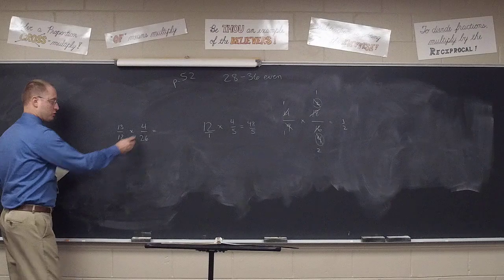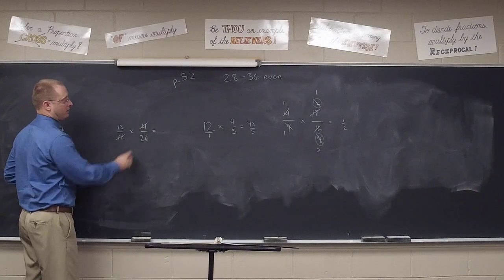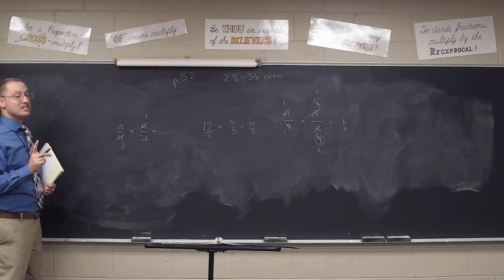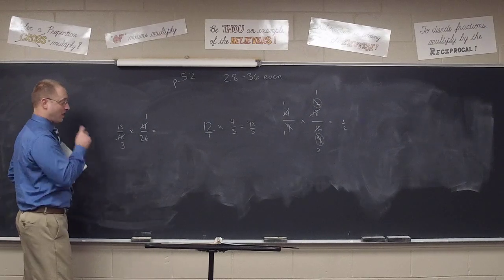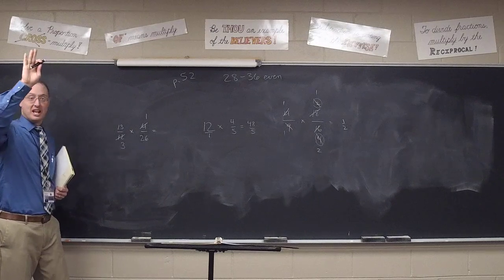4 and 12 to get 1 and 3. 1 and 3. And there is something else. Did you see it? What is it? 13 and 26. How many realized you can cancel 13 and 26?